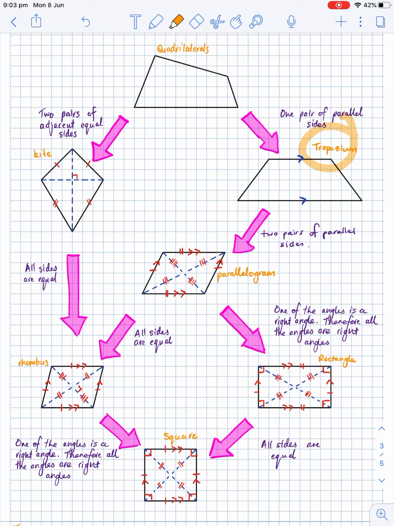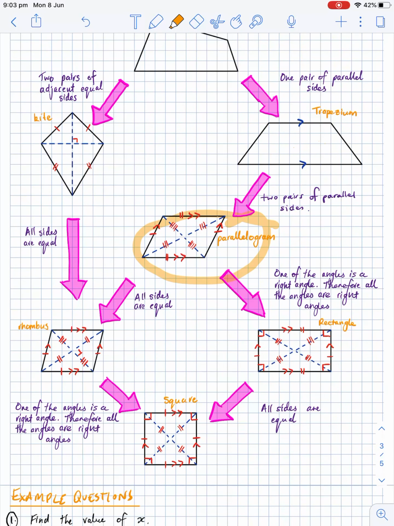If my trapezium has 2 pairs of parallel sides, so say if that side was parallel to that one, it would become a parallelogram. So a parallelogram is technically a type of trapezium where it has 2 pairs of parallel sides. And if that's the case, you'll notice that some of these diagonals, these dotted lines, are going to sort of bisect each other. They're going to be halved because those 2 lengths there are the same length.